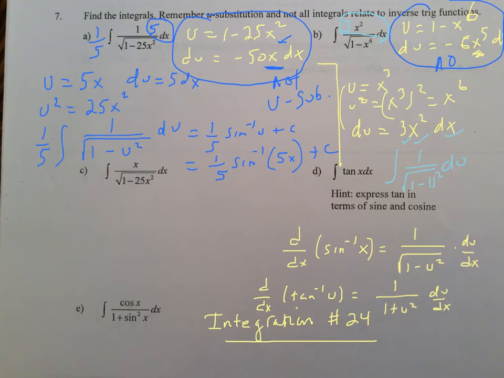I can't put in the 3, however, without compensating with its reciprocal of 1/3. And then I am in perfect shape for a sine inverse. So it's going to be 1/3 the sine inverse of u, but u is, and I'm going to do it right away, x cubed plus c.